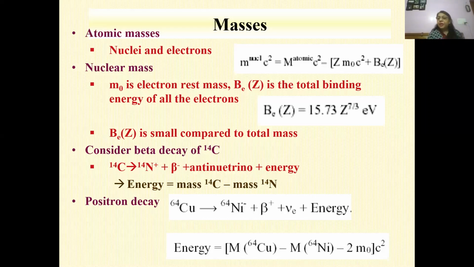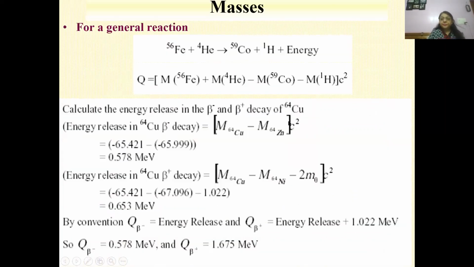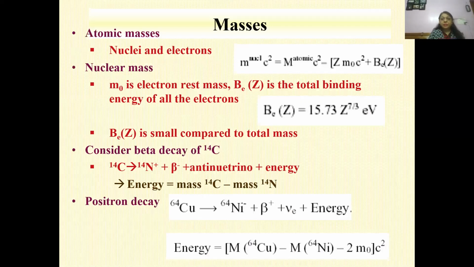So let us take the beta decay of 14 carbon. So 14 carbon decays into 14 nitrogen and gives out a beta minus, which you can see here in this equation, along with anti-neutrino and some energy. This particular reaction is exothermic in nature because energy has come out. So in the beta decay of 14 carbon, the 14 carbon gets converted into 14 nitrogen. There is a beta minus particle which is coming out from 14 carbon as a decay procedure, plus anti-neutrino plus energy.